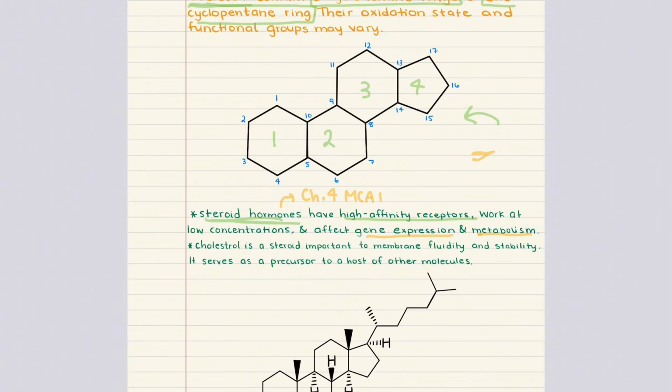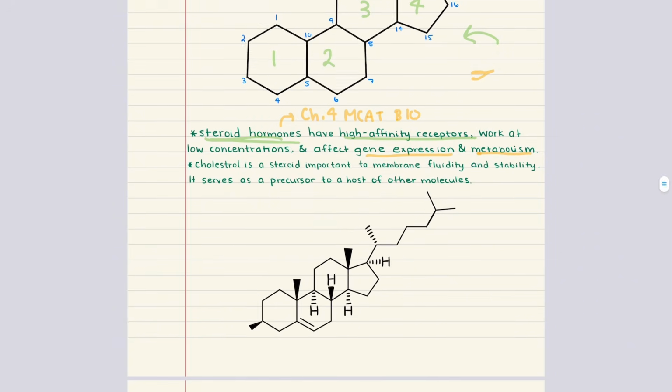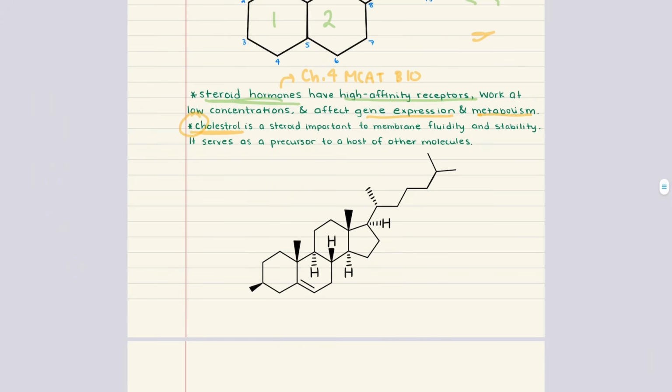Cholesterol is also a steroid. It's the starting point for making every other steroid in the body. Without cholesterol, you cannot synthesize steroid hormones. But cholesterol's role goes beyond being just a precursor. It's also a key structural component of cell membranes.